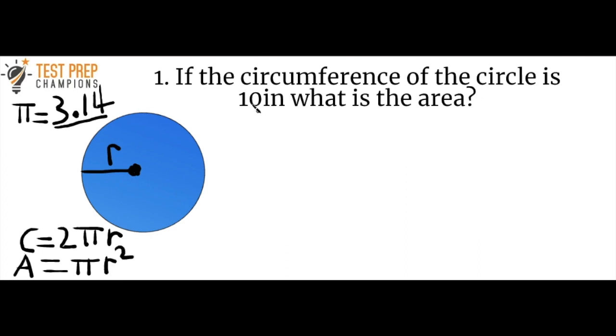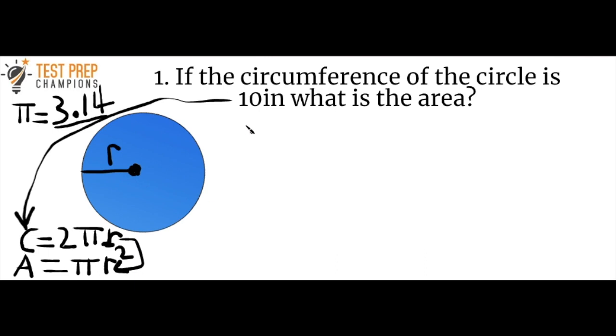Since we know that the circumference is 10, we've got to take this 10 and plug it in for C. We're going to replace the C with 10 because the circumference is equal to 10. Then we're going to do some algebra and figure out what r is. Once we know what r is, we can substitute that known value for r into our area equation, and that's going to spit out the area.